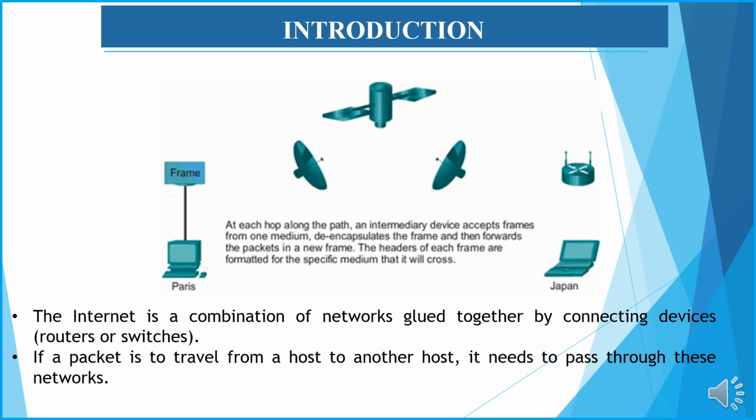The internet is a combination of networks glued together by connecting devices through routers or switches. If a packet is to travel from a host to another host, it needs to pass through these networks. At each hop along the path, an intermediary device accepts a frame from one medium, de-encapsulates the frame and then forwards the packets in a new frame. The header of each frame is formatted for the specific medium that it will cross.